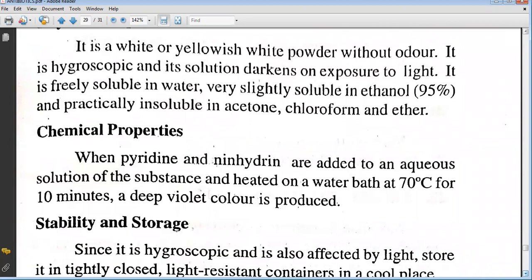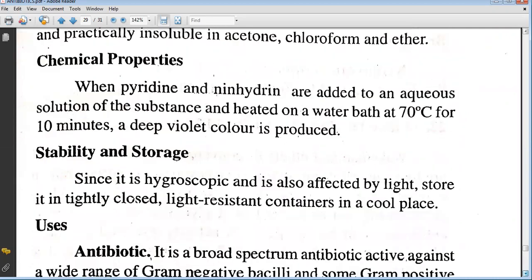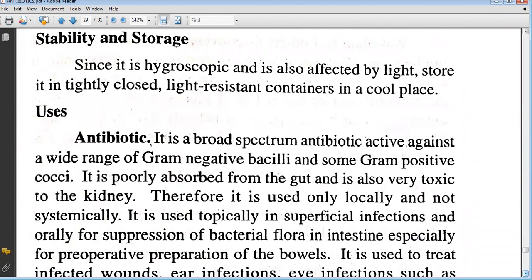It is hygroscopic and its solution darkens on exposure to light. It is freely soluble in water, very slightly soluble in ethanol, and practically insoluble in acetone, chloroform, and ether. When pyridine and ninhydrin are added to an aqueous solution of the substance and heated on a water bath at 70 degrees Celsius for 10 minutes, a deep violet color is produced. Since it is hygroscopic and also affected by light, store it in a tightly closed light-resistant container in a cold place.